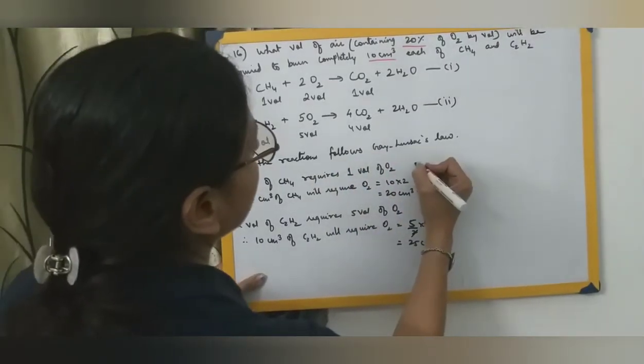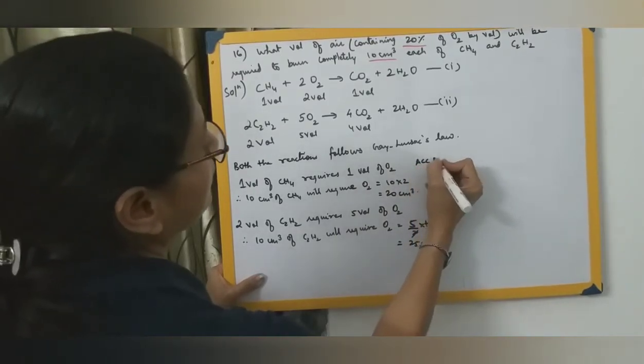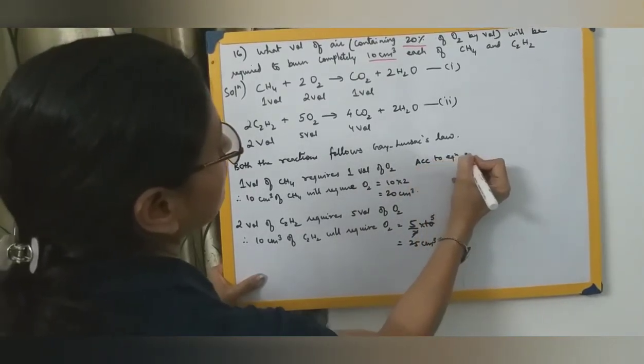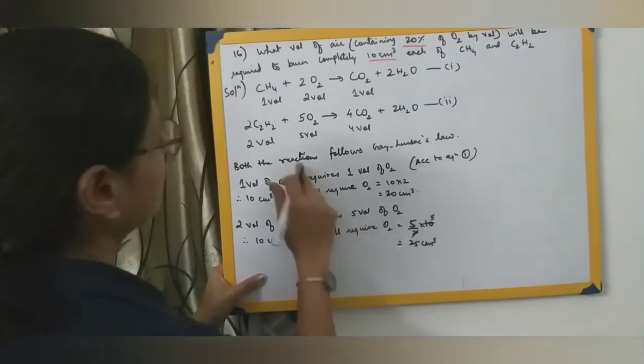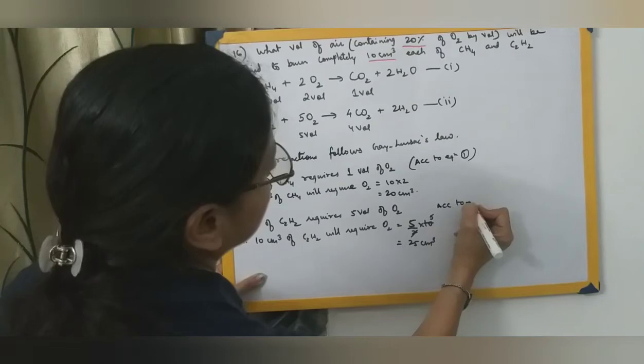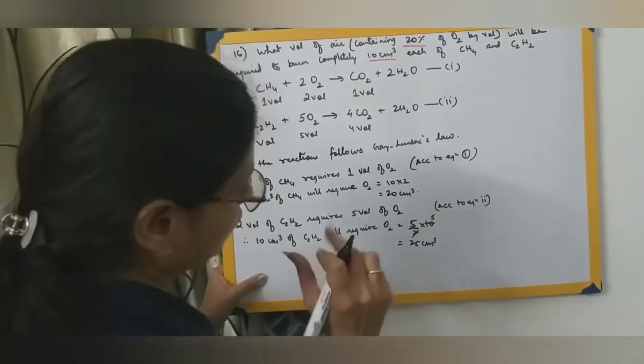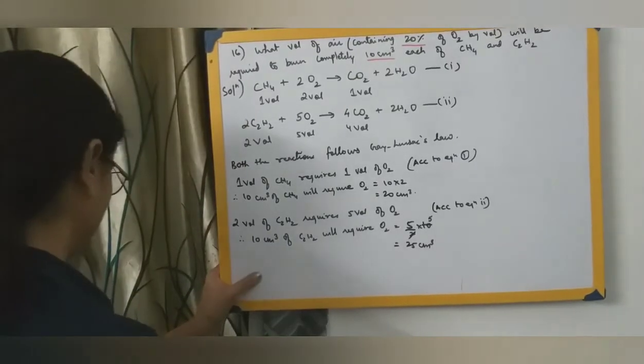It's better you write down according to equation 1. According to equation 1. Okay, or you can write down at the top over here. This is according to equation 2. I'm using the short forms. I'm writing a bit smaller so that I get the full space over here.